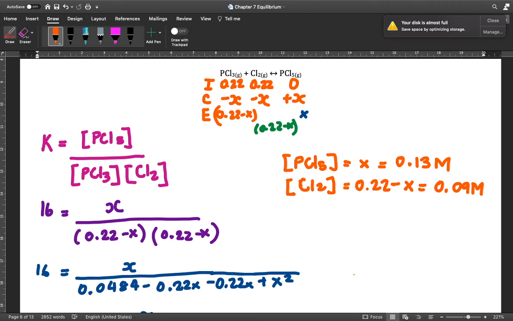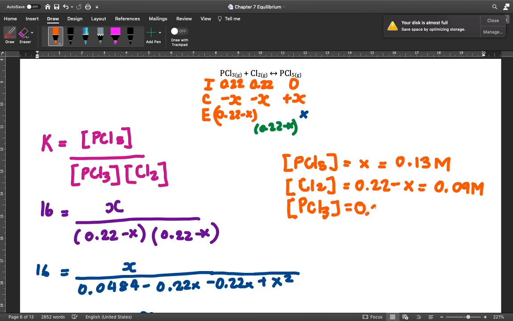Now, I'm not using 0.13, I'm using the full number that I got when I solved for the quadratic equation, right? So if you don't use the rounded version here, use the full number so that you can end up with the correct answer. One more thing. So here's why it didn't make sense for us to use that other answer, right? It didn't make sense for us to use 0.37 because if I do 0.22 minus 0.37, I'm going to get a negative value in the concentration, which doesn't make sense for us.